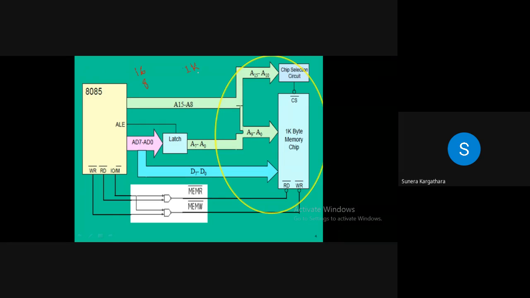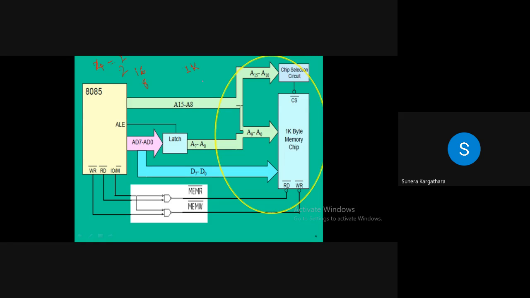You can address 1 kilobyte memory with how many address lines? Suppose I have 4 locations in my memory. To locate these 4 addresses, I need 2 address lines, 2 raised to 2 is 4. Yes or no? So 0 0 is my first location, 0 1 is my second location, 1 0 is my third location, and 1 1 is my fourth location.